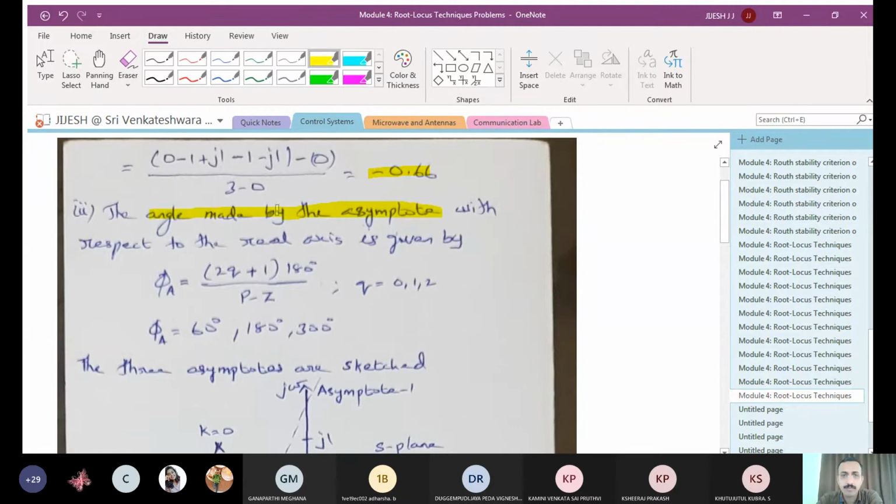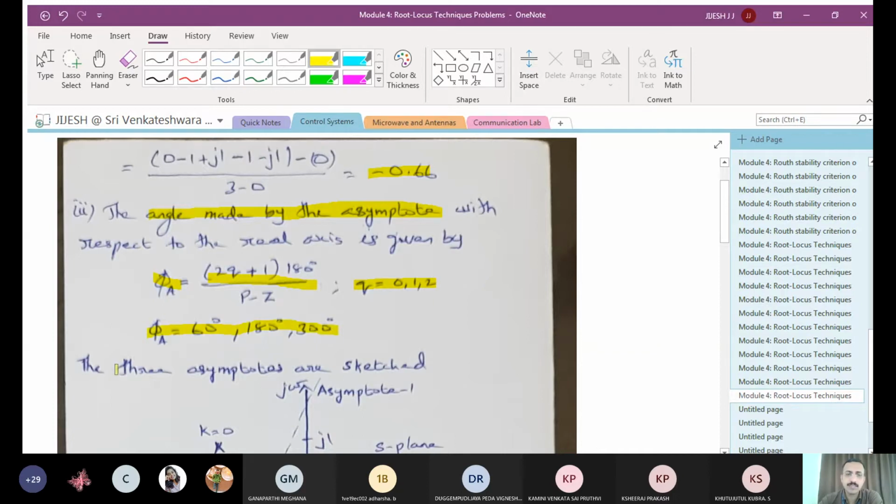To find out the angle made by the asymptote, you know that you have to find out phi A. Phi A is (2q plus 1) into 180 degrees divided by (number of poles minus number of zeros). So you have three asymptotes here, so the value of q will be 0, 1 and 2. Substitute for 0, 1 and 2, and you will get phi A equal to 60, 180 and 300.